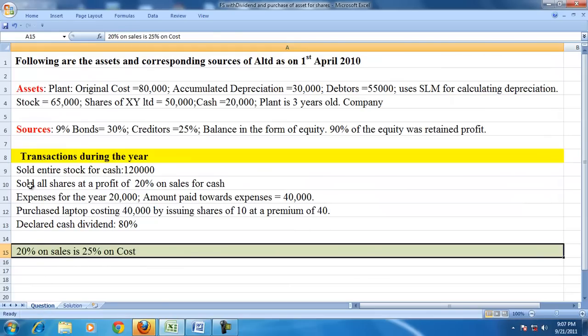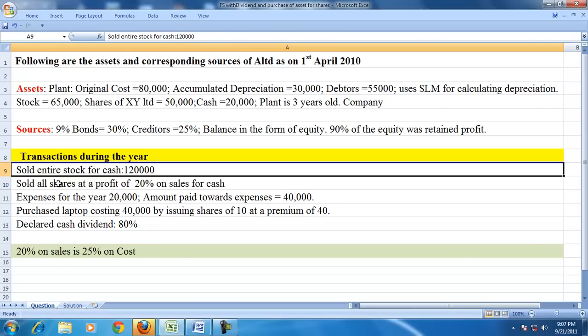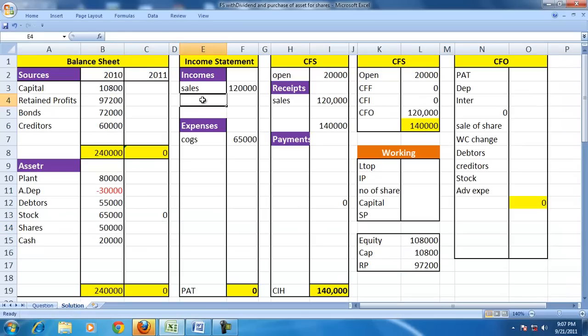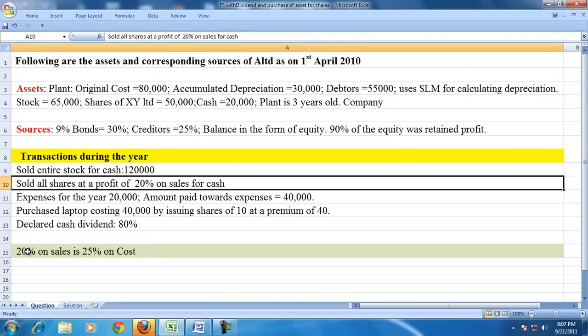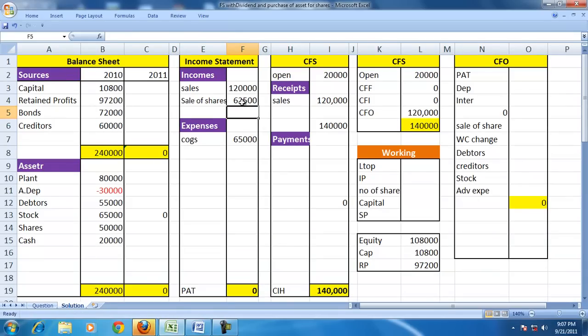But we can say that the purchase and sale of shares is not an operating activity, so it may not be necessary to show the sale and the costs as a separate item. We can show that as a profit or loss on the sale. However, for the time being, let us make an assumption that we are showing the entire sale and the cost together. So the shares are sold at a profit of 20% on sales, which is 25% on cost. So the sale proceeds is 62,500, and that is entirely for cash. In the same manner, we'll show the cost of shares as an expense, that is 50,000.